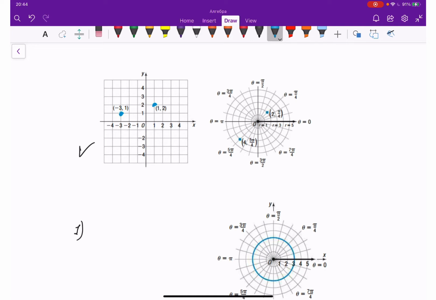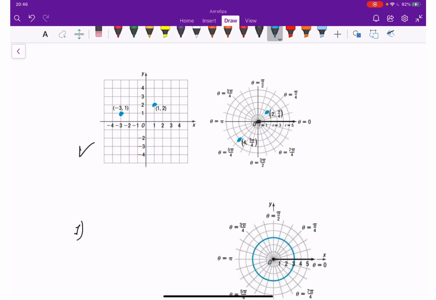So a grid consisting of concentric circles with center at the pole, here it is, the pole, and rays can be used for polar coordinates. For example, in the system of polar coordinates, the point with coordinates 4 and 5π/4, or the point in polar coordinates with the coordinates 2 and π/4.